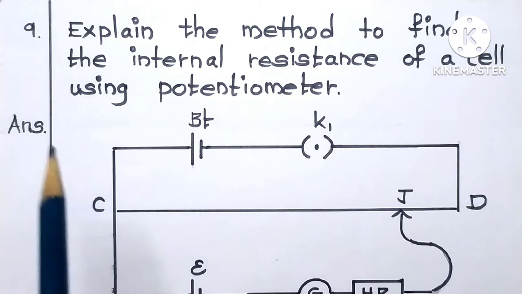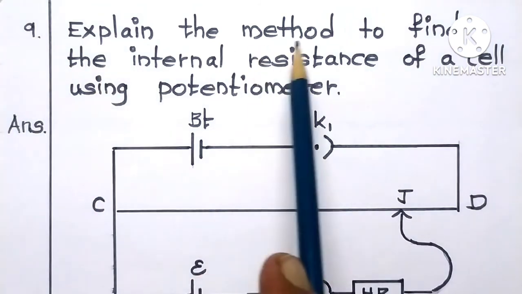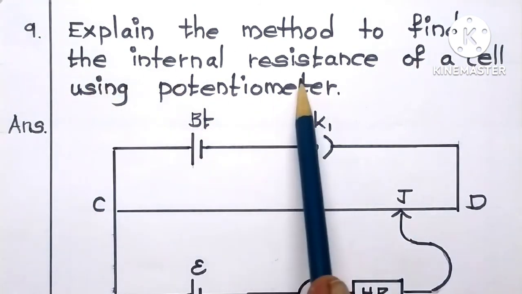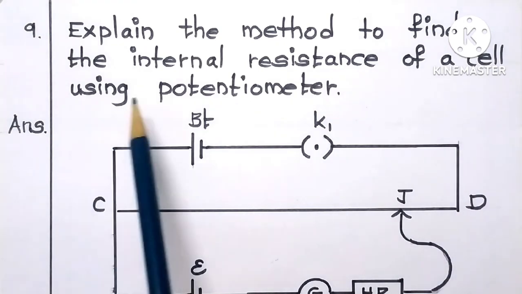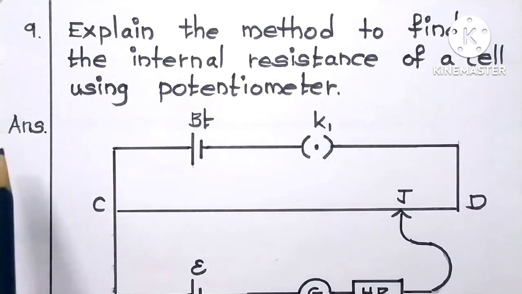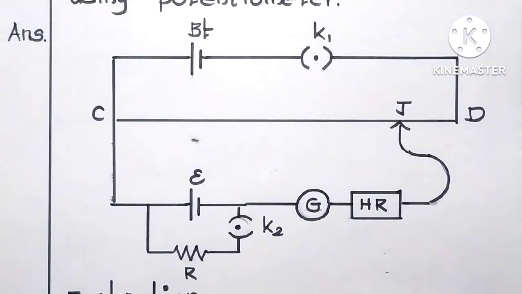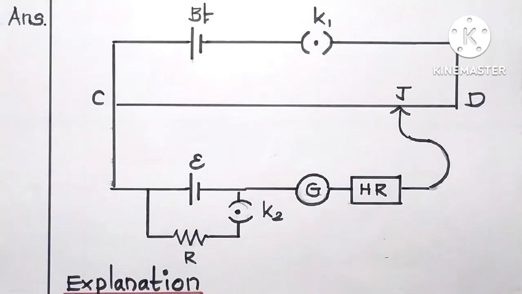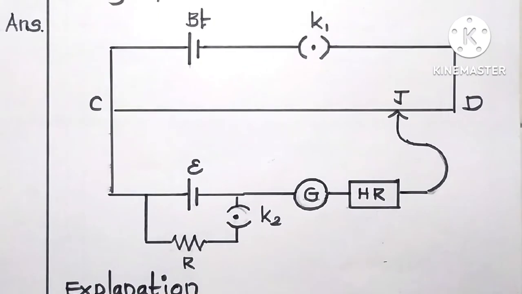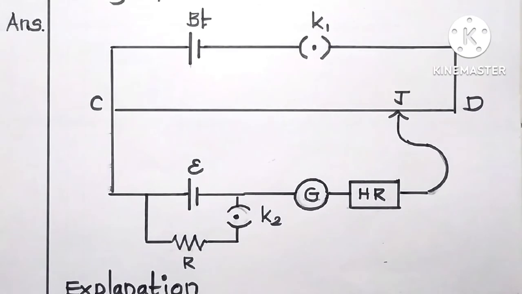Question number 9. Explain the method to find the internal resistance of a cell using potentiometer. Answer. Now let us have a closer look at the diagram. So first of all you need to draw a neatly labeled diagram of this kind. So here comes the potentiometer diagram.